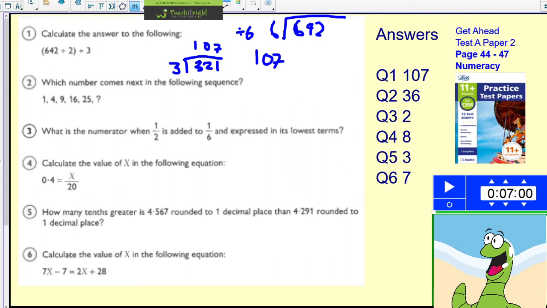Right, which number comes next in the following sequence? 1, 4, 9, 16, 25. The answer is 36, and this is one you just must learn. These are your square numbers. It's what I call a named sequence.